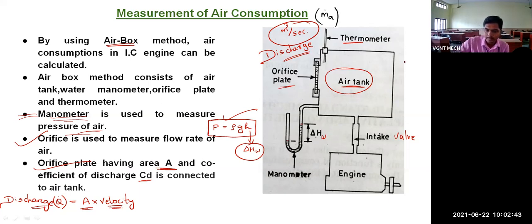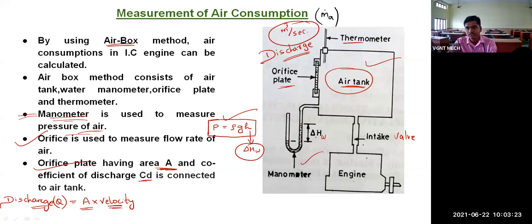These are some parts of the air box method. What are the parts? First one is air tank. Here we are going to store the atmospheric air. Second one, the thermometer. It is used to measure the temperature of this atmospheric air. Here we have a water manometer. What is the use of this manometer? This manometer is used to measure the pressure of the incoming air. Whatever air we are supplying to the engine cylinder, we are measuring the pressure of this air by using this manometer. And here we will have an orifice meter, orifice also.